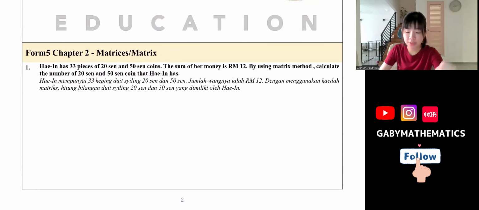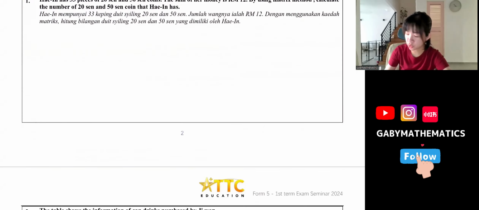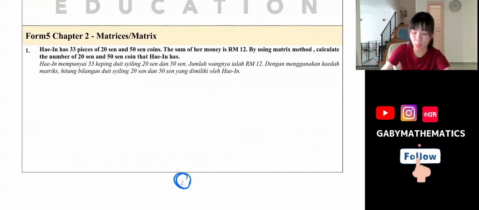A bit of warm up first. Okay, I will start with matrix. Warm up. Matrix is something that you have to know very, very well. It will definitely come up in the exam. So we start with page 2. Everybody, page 2, question 1. We do matrix to warm up.